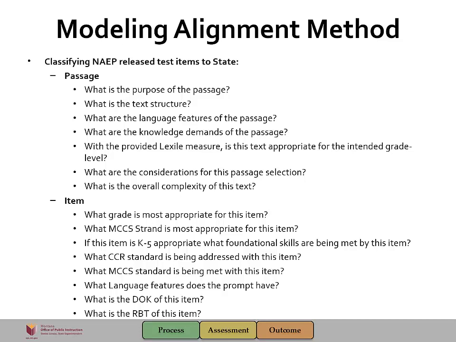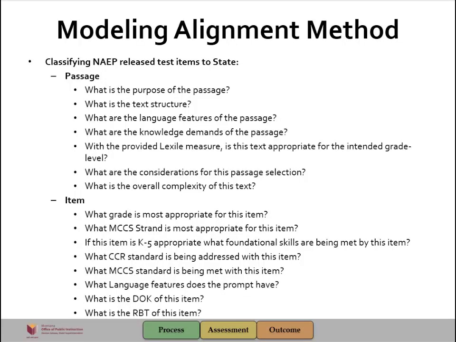In the passage section, determine what the purpose of the passage is. What is the text structure? What are the language features of the passage? What are the knowledge demands of the passage? With a provided Lexile measure, determine if the text is appropriate for the intended grade. For your qualitative judgments, mention any considerations that should be taken if including this passage in your instruction. Lastly, determine the overall text complexity for this passage.